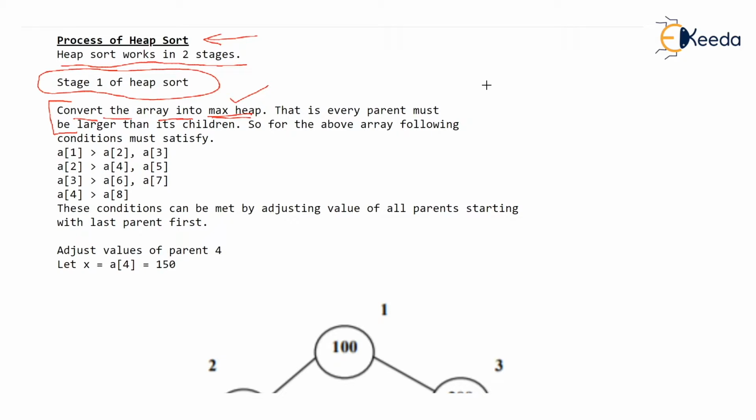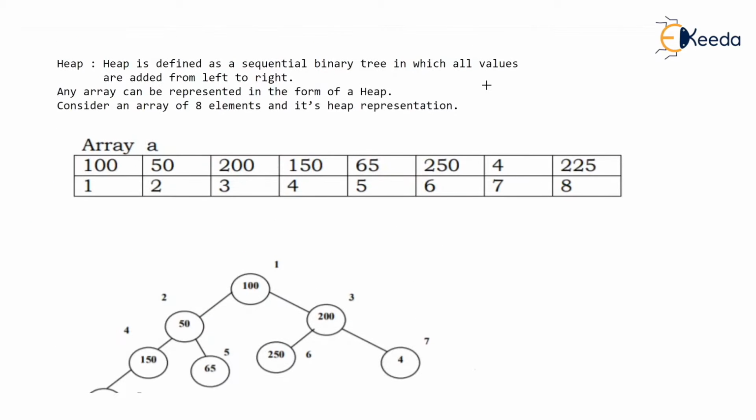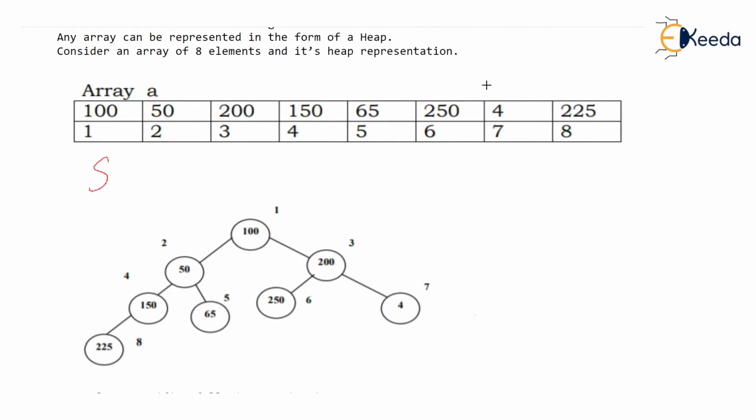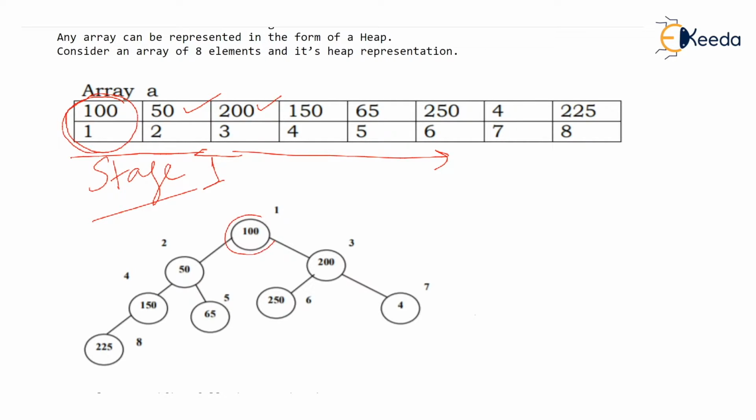So the array which is given to us, in stage 1 has to be converted into max heap. Just check this array. What did you understand from this statement? If this array has to be converted into max heap, then every parent must be greater than its children. You know the definition from the earlier video. So this first value must be greater than the second and third value. Why? Because the first node is the parent of the second and third.